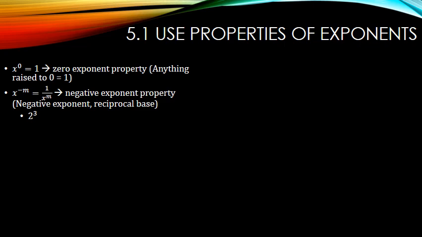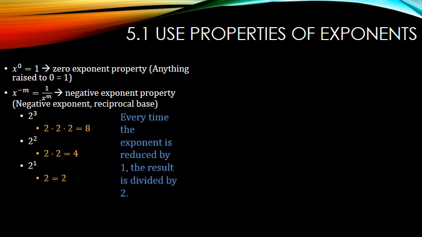Let's explain or see the pattern where this comes from. So 2 cubed would be 2 times 2 times 2, which is 8. 2 squared is 2 times 2, which is 4. 2 to the 1st is just 2. Notice, every time the exponent is reduced by 1, the result is divided by 2. 2 cubed was 8, 2 squared is 4, 2 to the 1st was 2, so 8 divided by 2 is 4, 4 divided by 2 is 2. So that means when we reduce the exponent one more time and have 2 to the 0, it would be 2, which is 2 to the 1st, divided by 2, which is 1.